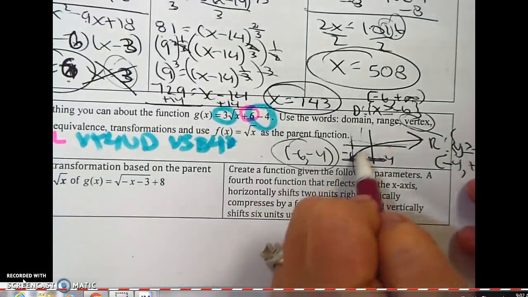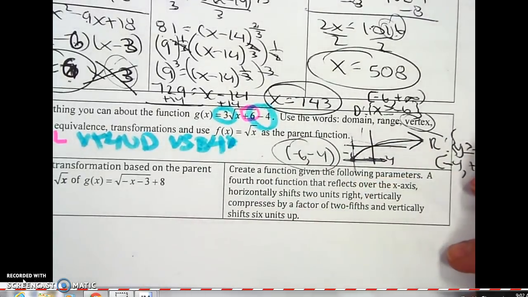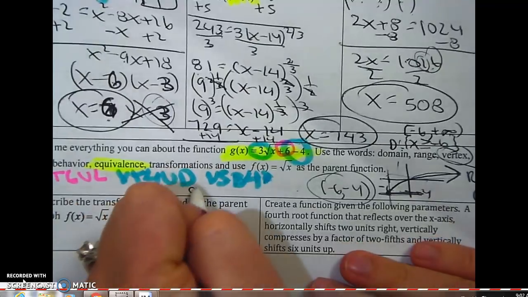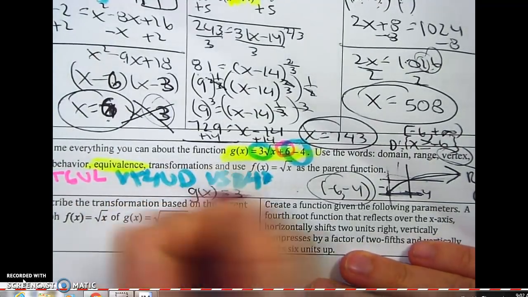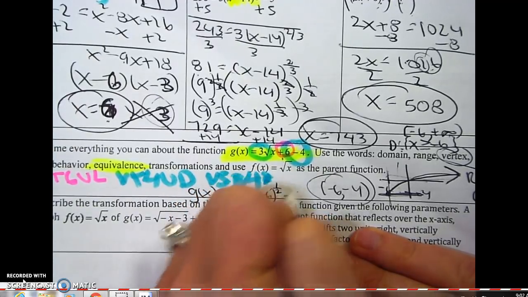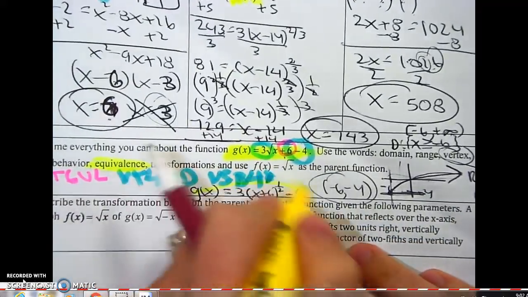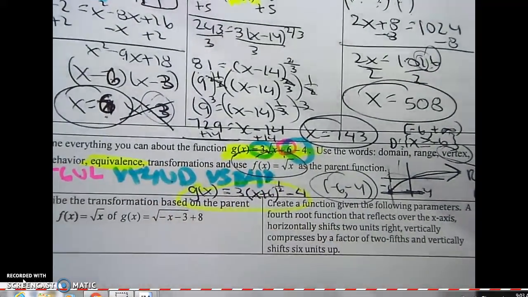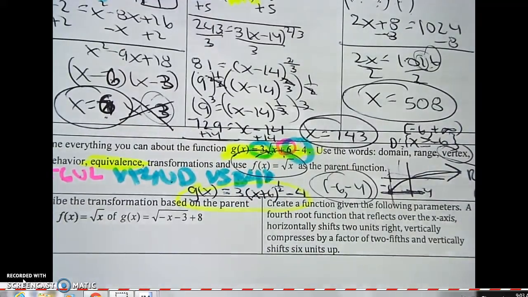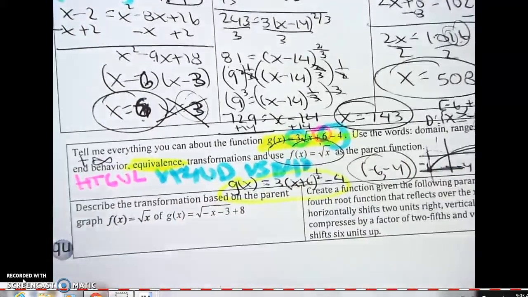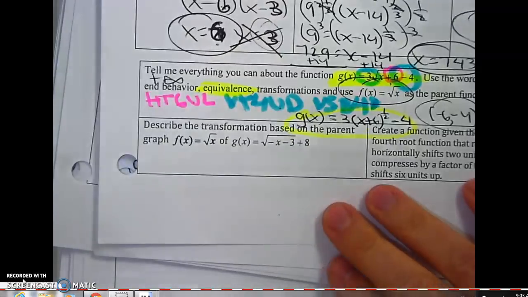End behavior. Okay, I notice that it's going up. It's a positive end behavior. If I'm talking about equivalence, I could rewrite this as g of x equals 3. And instead of writing it in rad form, I could write it in exponential form. So that would be equivalence. And the transformations I stated here. And there's the parent function. So I feel like that covers everything. So I didn't write positive end behavior. Okay. All right.